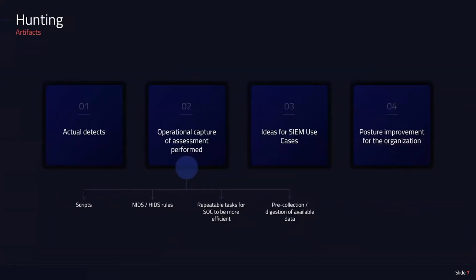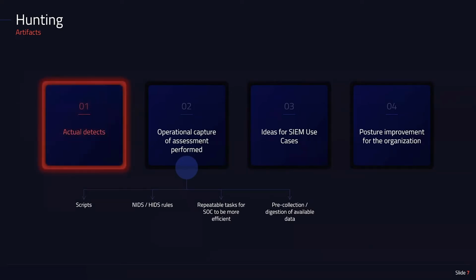Hunting is a totally different program of operation. I'm going to talk about hunting from the outcomes for it because I don't want to tell you exactly how to do it. I'll give you some structure in terms of how you should tell your staff to do it. But the outcomes are, number one, actual detects. I really want to discover if there's a thing that's in my environment that's a problem. That's my primary reason for hunting.